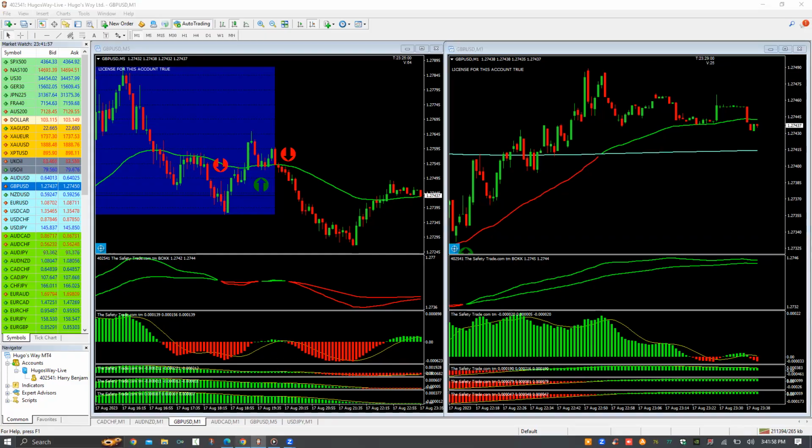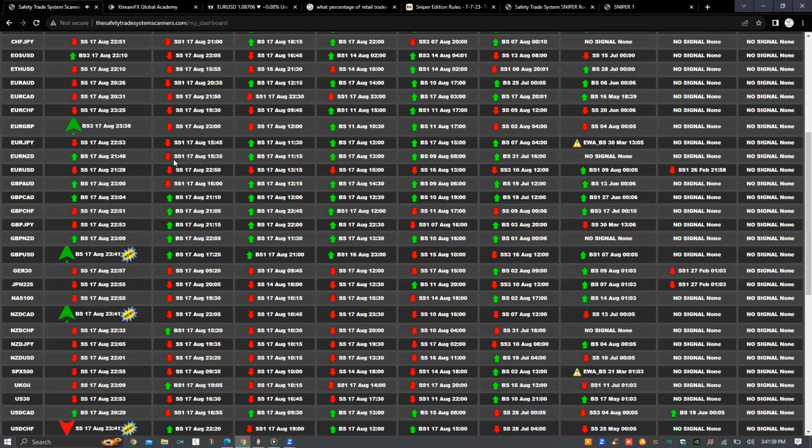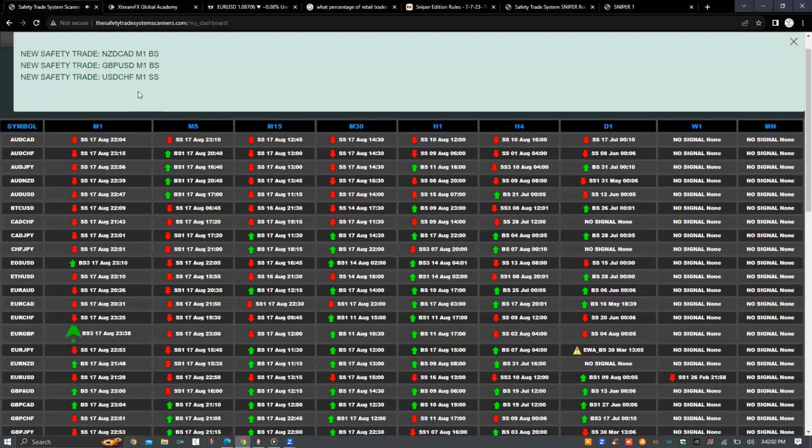The other one was, here's another one. The system is called 3. Can you see these 3 trades? Could you read the first one for us? No, it's too fine. I'm sorry. Our new safety trade, NZD CAD. That's New Zealand dollar, Canadian dollar, 1 minute buy stop. So let's go look at that quickly.